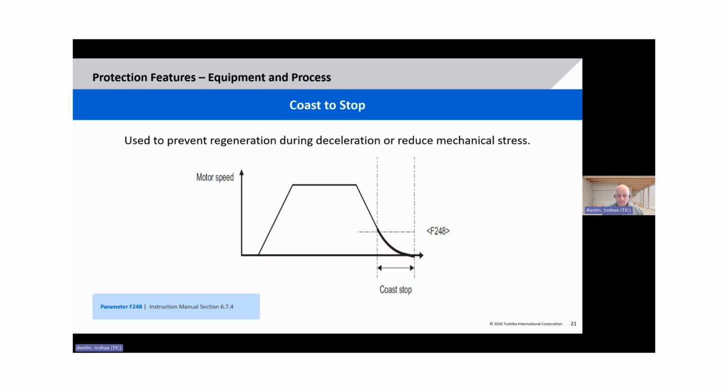But in a coast to stop, the VFD will essentially let go of the motor, and it will use the inertia or friction of the rotation of the rotor to stop that motor over time. So it's freewheel. And this is potentially, in some applications, a much smoother stopping process, especially in high inertia applications, where you will decelerate the motor up to a certain point, and then let go of the load and let it decelerate on its own, freewheeling.